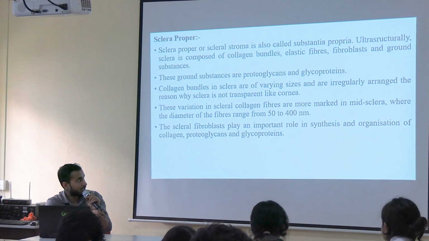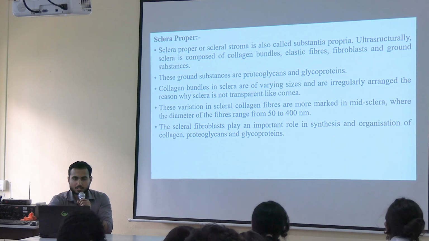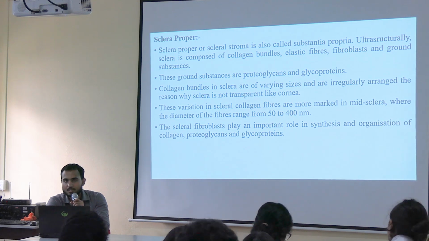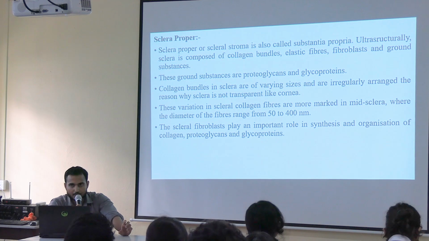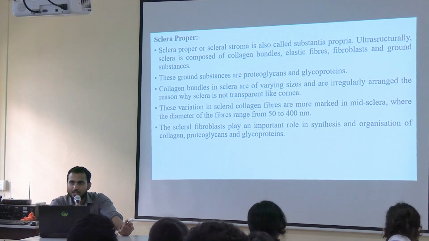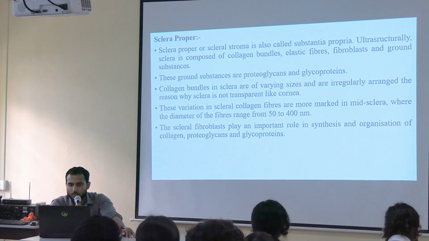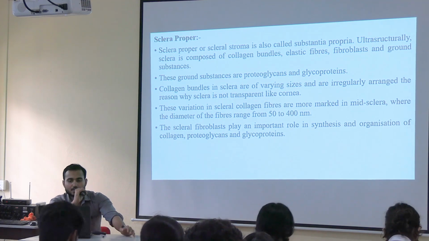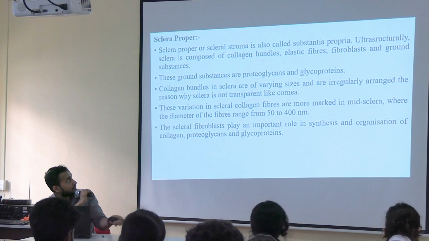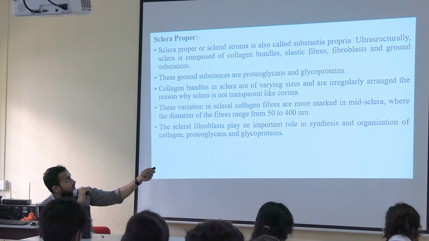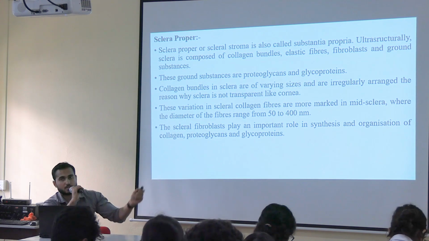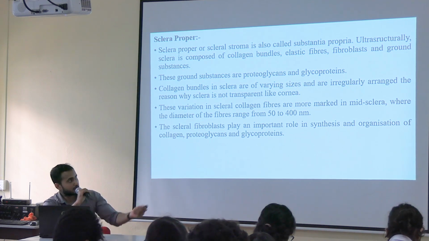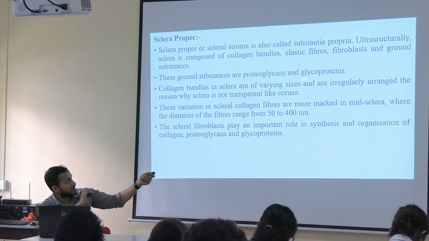Next is the Sclera Proper. So, what is present in the Sclera Proper? It is also called the Substantia Propria, or the Stroma. That means the main thickness of the layer is made up of Sclera Proper. Okay, so what is present in it? As you can see, bundles of collagen fibers, elastic fibers, fibroblasts, and ground substance. The ground substance contains proteoglycans and glycoproteins.